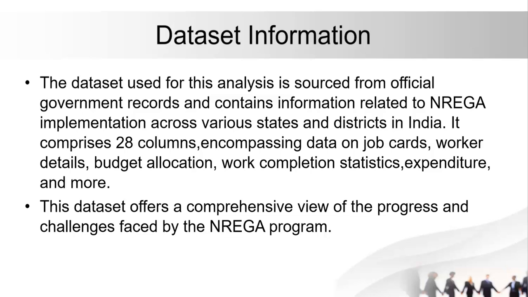First, let us look into the dataset information. The dataset used for this analysis is sourced from official government records and contains information related to NREGA implementation across various states and districts in India. It comprises 28 columns encompassing data on job cards, worker details, budget allocation, work completion statistics, expenditure, and more. This dataset offers a comprehensive overview of the progress as well as challenges faced by this policy.